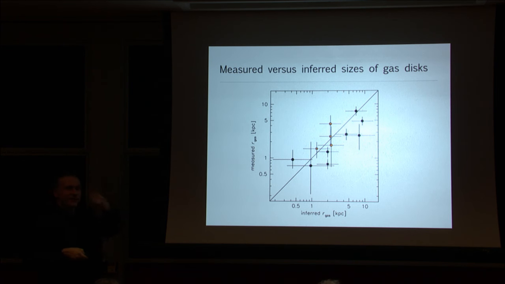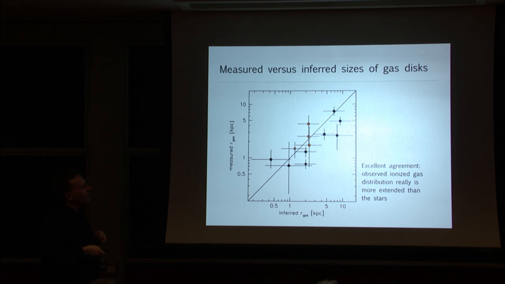So you only have it for the galaxies that we observed with MOSFIRE, so the sample is a little small. But this is the measured gas radius, and this is the inferred one, just from the width of the H-alpha line and the stellar mass. And so there's excellent agreement given the large error bars. We were surprised to see anything at all, frankly. That there's actually a correlation is great.